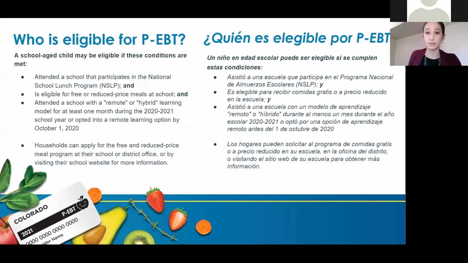So who is eligible? Well, right now, we have federal approval to move forward with the school age plan. I will touch on the proposed childcare and summer components in just a minute. So a school age child may be eligible if 3 conditions are met.